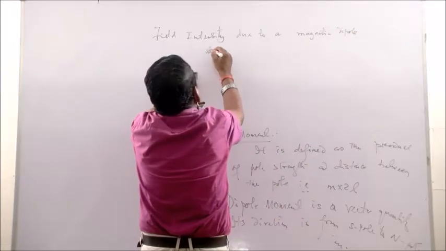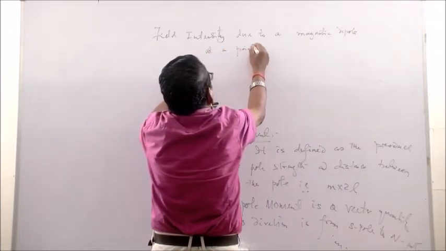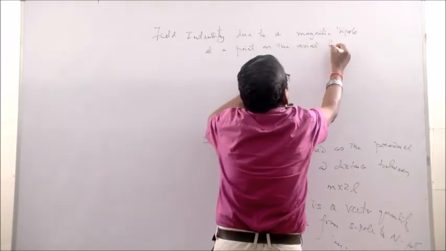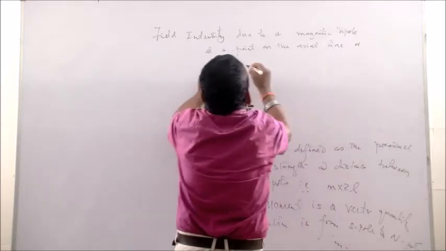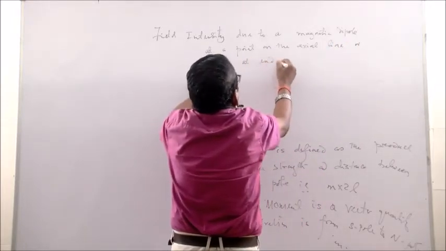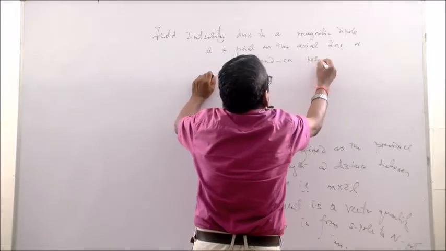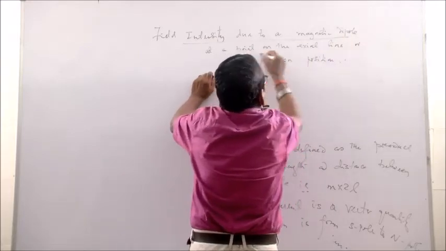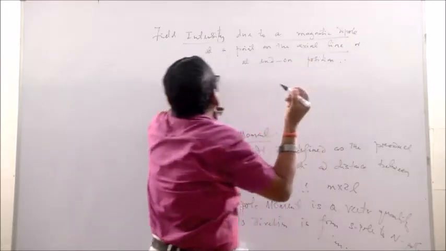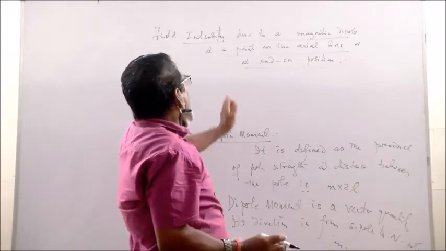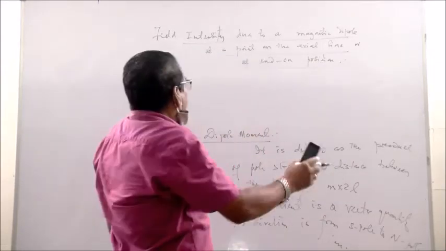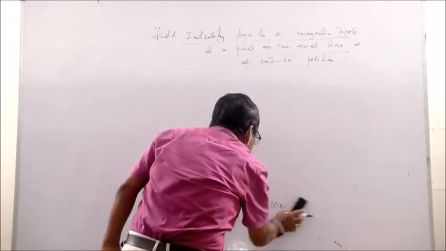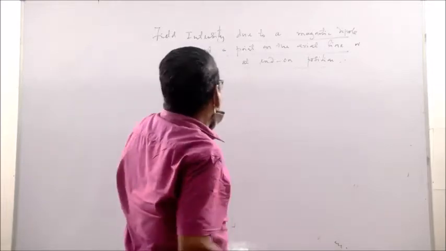Field intensity due to a magnetic dipole at a point on the axial line, or at end-on position, same thing. They may ask in the question a point on the axial line or at end-on position; you have to understand both are the same. What does it mean by end-on position? A point on the axial line means the point will be on the axis.